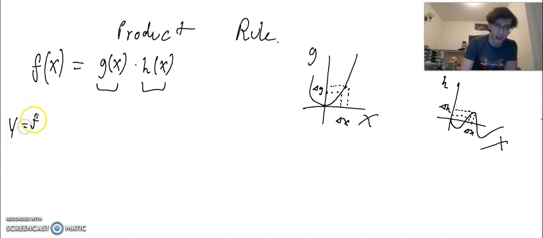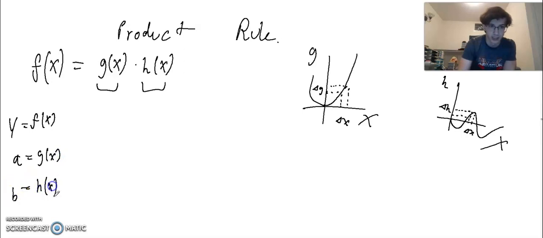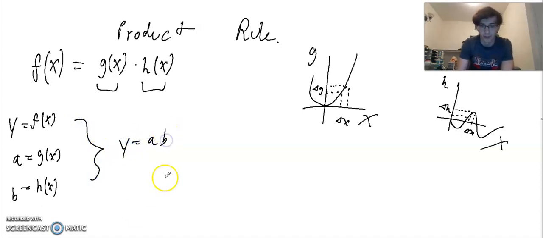Let's say y equals f of x. I just like it better this way. We'll have, actually we'll just say a equals g of x, and b equals h of x. So we can rewrite this as just y equals ab.